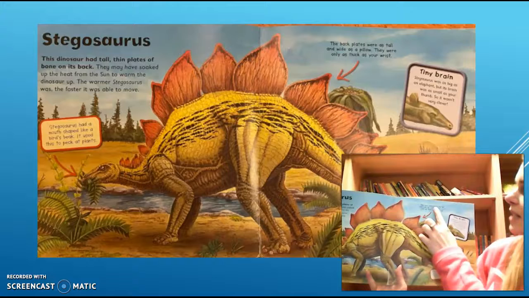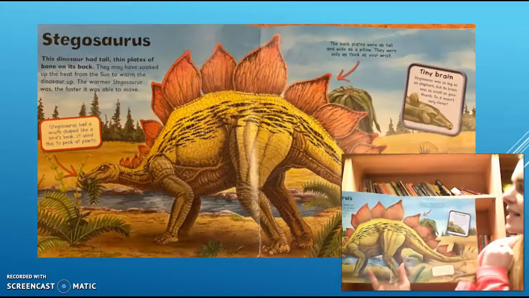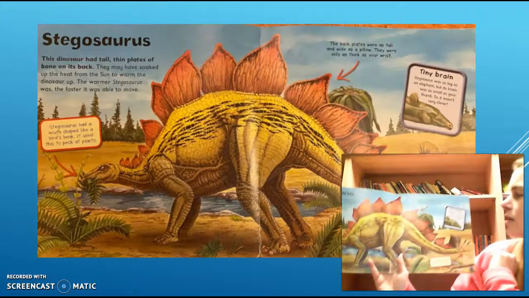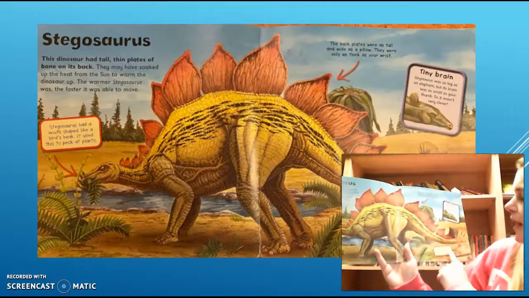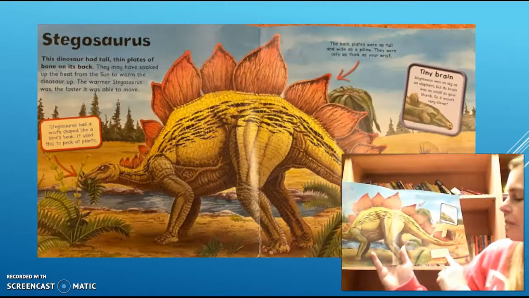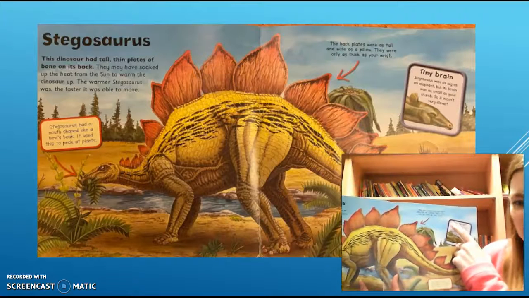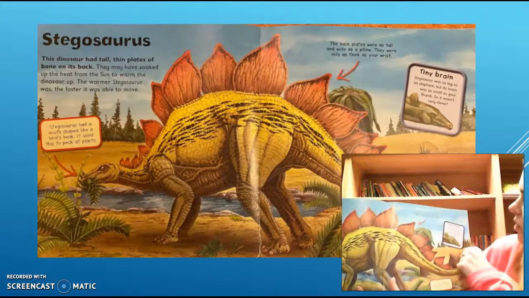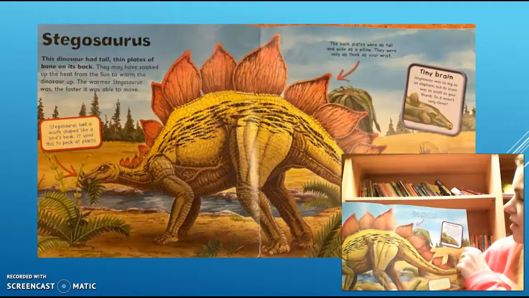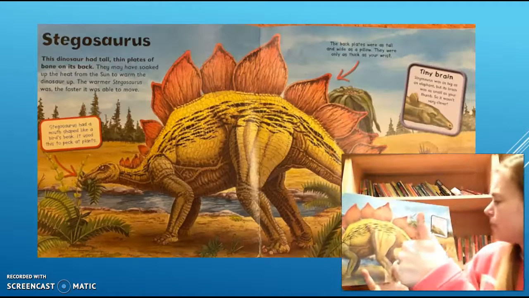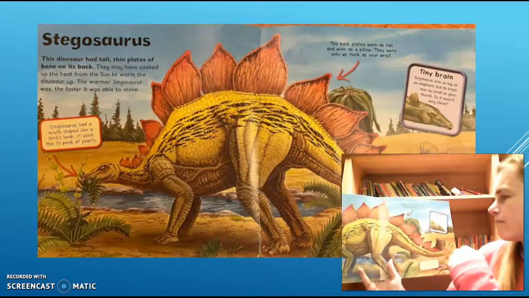The back plates were as tall and wide as a pillow. They were only as thick as your wrist. The sharp spiky tail was swung at enemies that came too near. And this bit says tiny brain. Stegosaurus was as big as an elephant, but its brain was as small as your thumb. So it wasn't very clever.